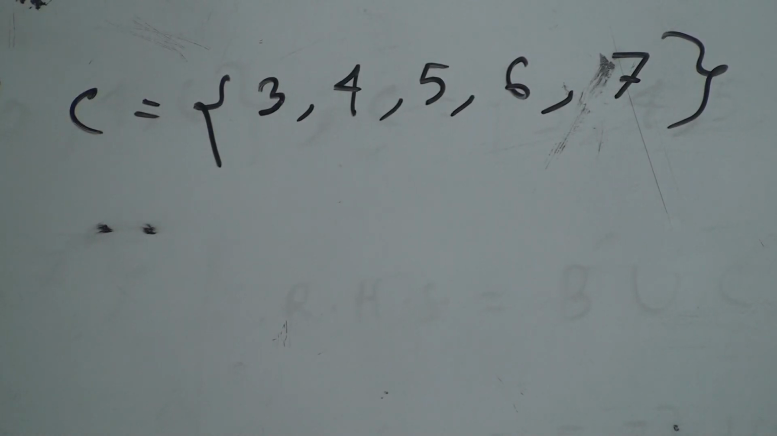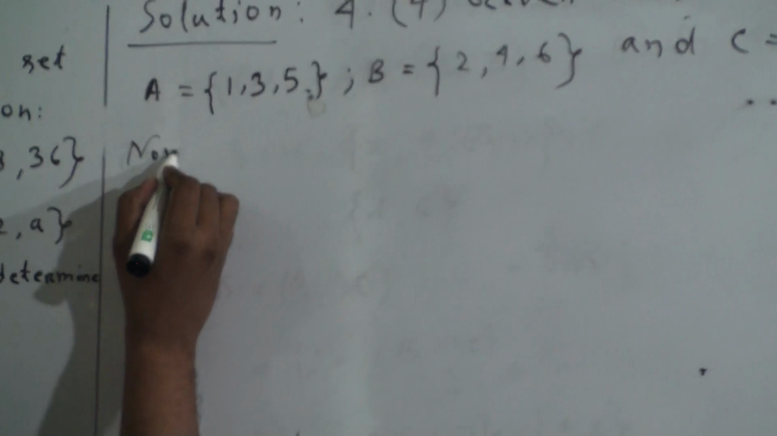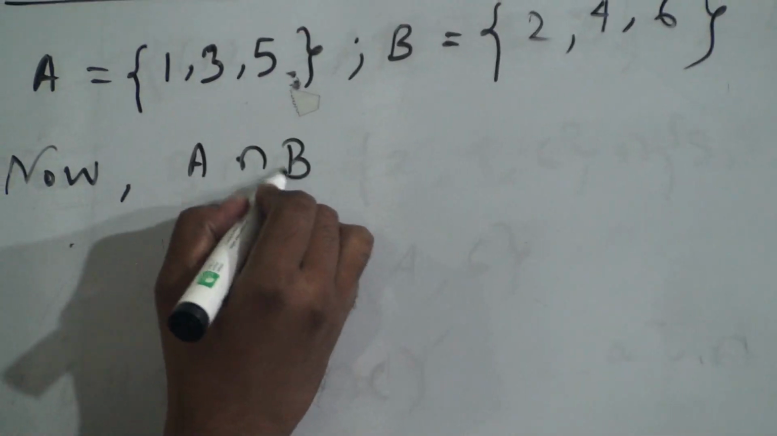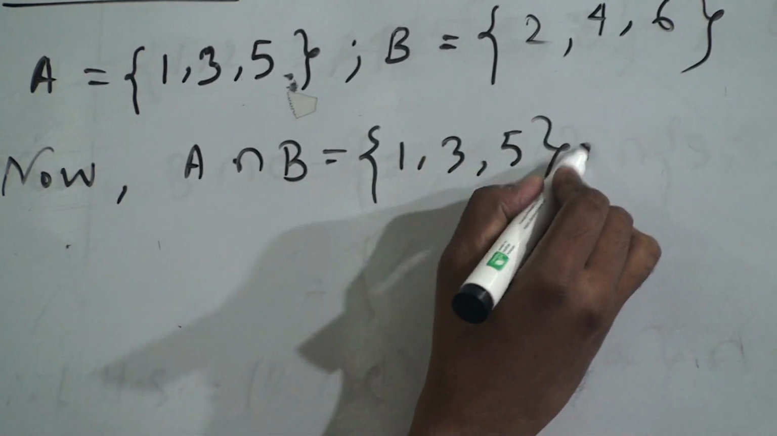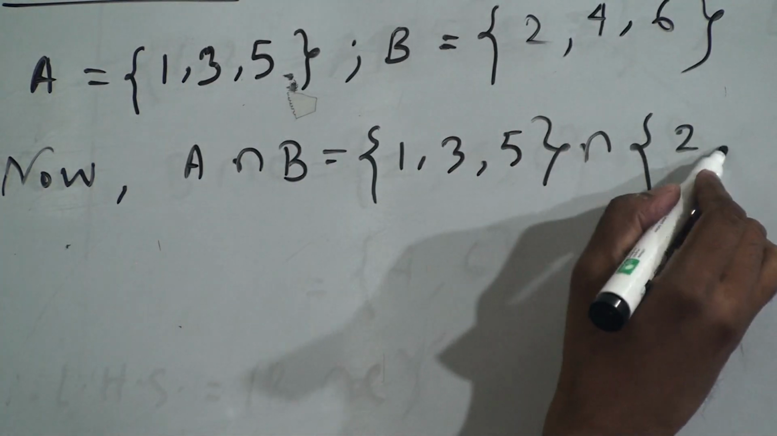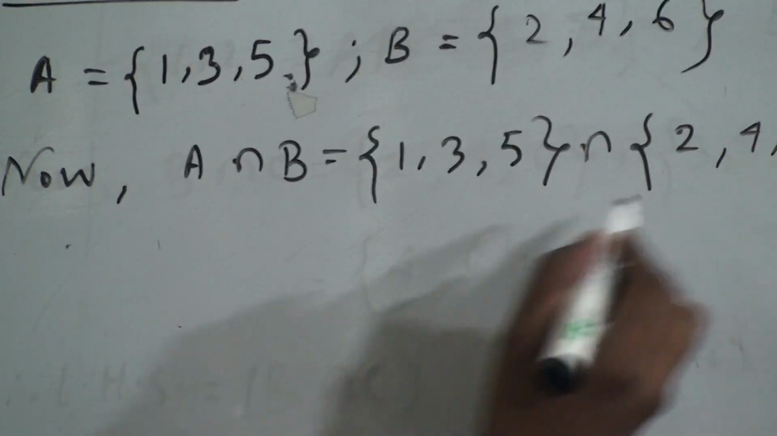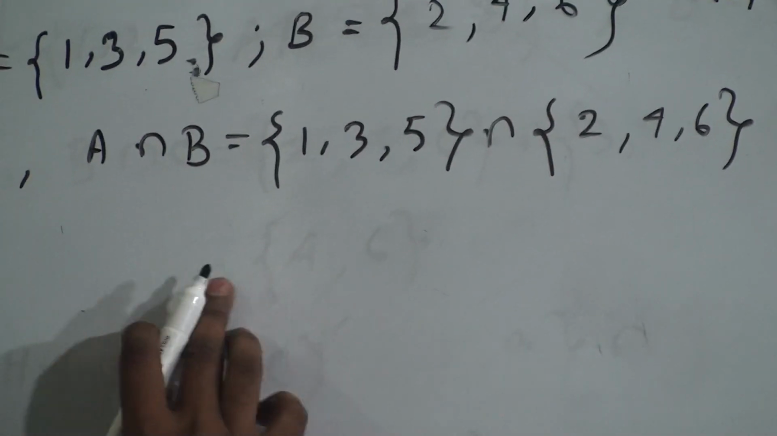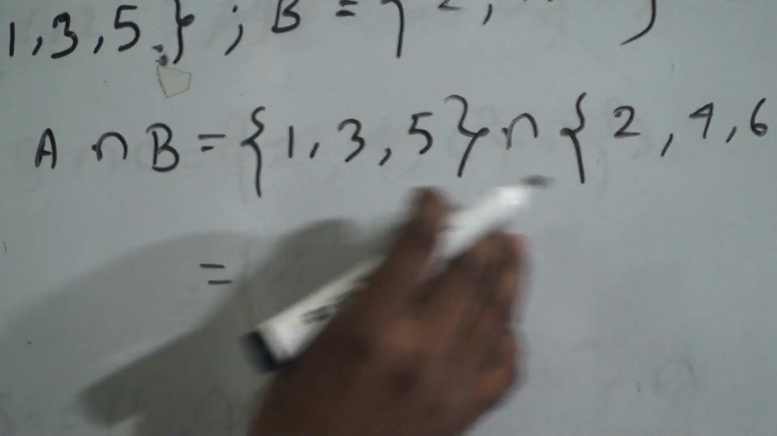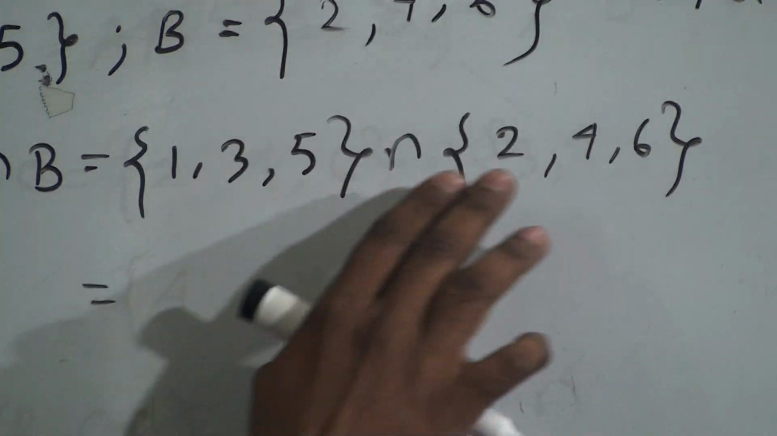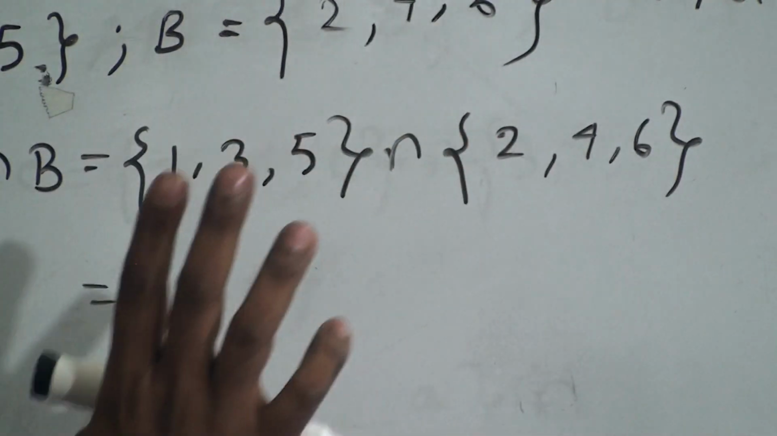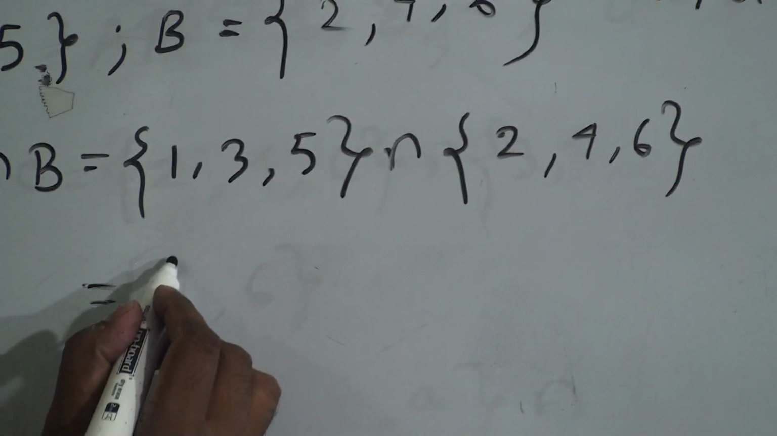Before finding out the value of left hand side, at first we'll find out the value of A intersection B. Now A intersection B equal to 1 3 5 intersection value of B is 2 4 6. There is no any common element. Here 1 3 5 and here 2 4 6. So it will be empty set.